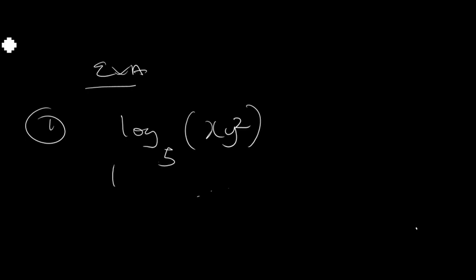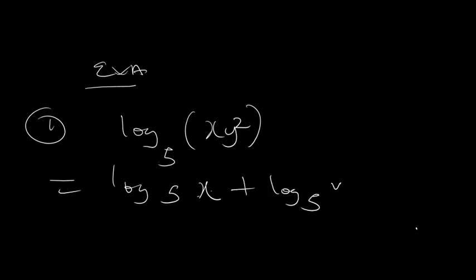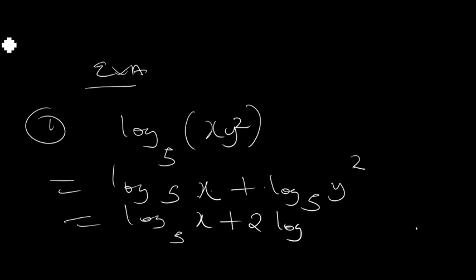So here, simply, log base 5 of x y squared is equal to log base 5 of x plus log base 5 of y to the power 2. But since we have a power, it's supposed to drop, so we have log base 5 of x plus 2 log base 5 of y, distributed like that.